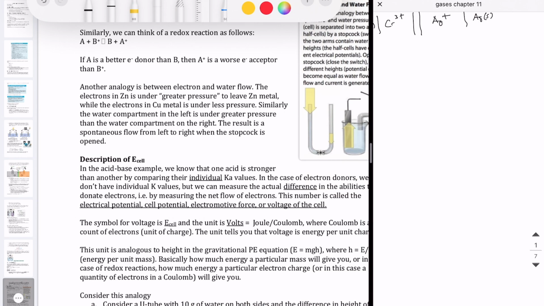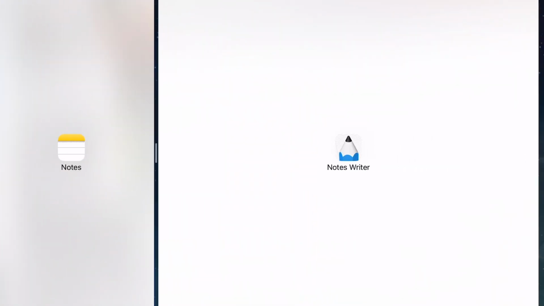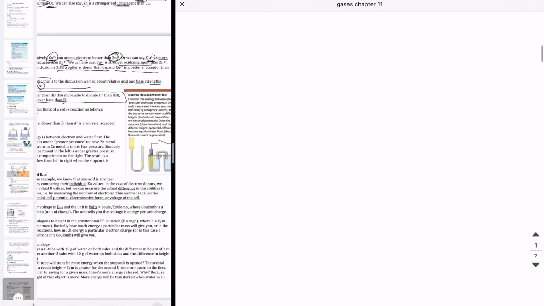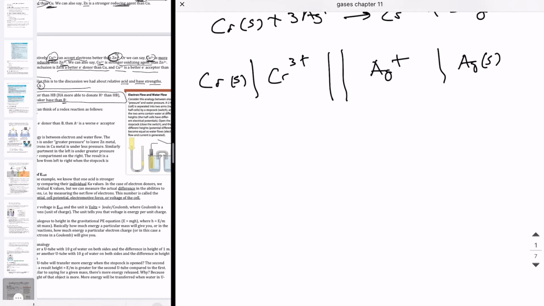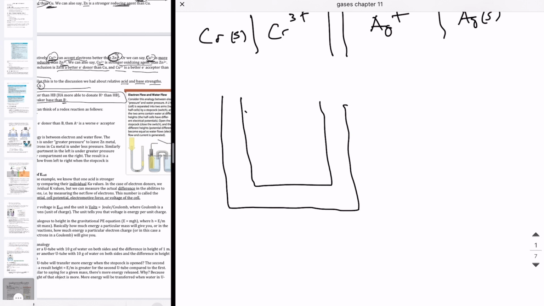Now, another way that we can think about this idea of a potential is really just the ability of a substance to give away electrons being better than another one. A lot of times the analogy that's used here is the level of water. So if I have something called a U tube, which is basically just a tube shaped like the letter U, and I have a separation in between them, like a stopcock that I can open or close.